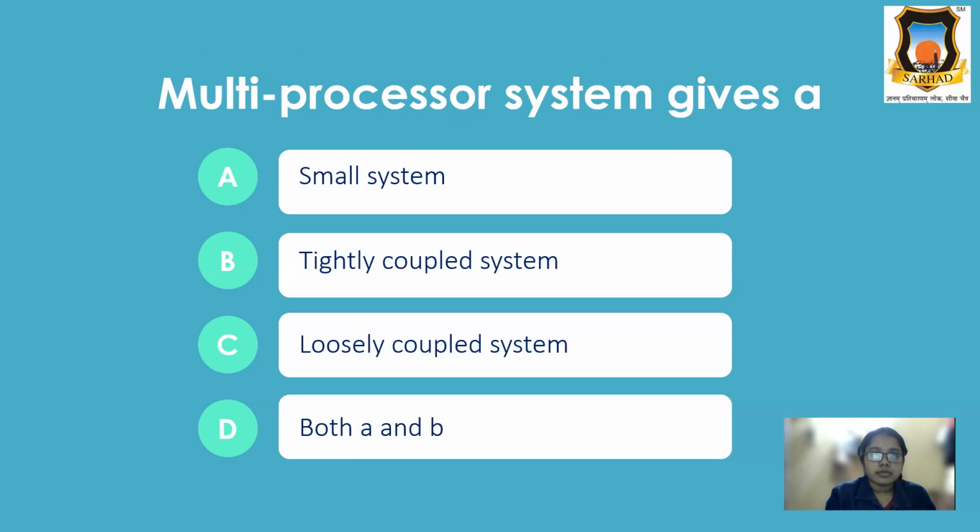Moving to next question. Multiprocessor system gives a option A, small system. Option B, tightly coupled system. Option C, loosely coupled system. And option D, both A and B. And the answer is option B, tightly coupled system.